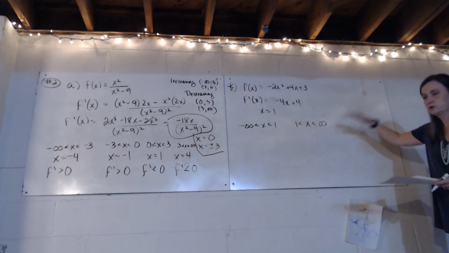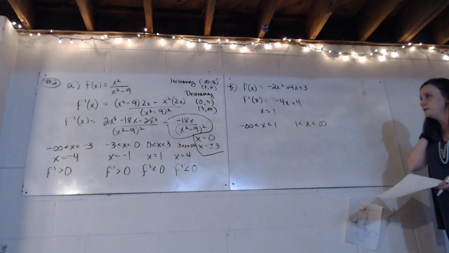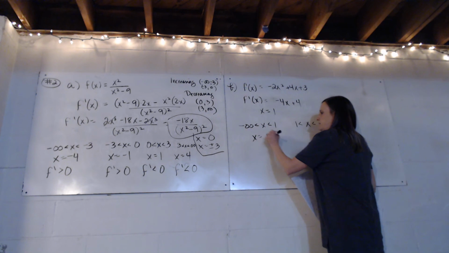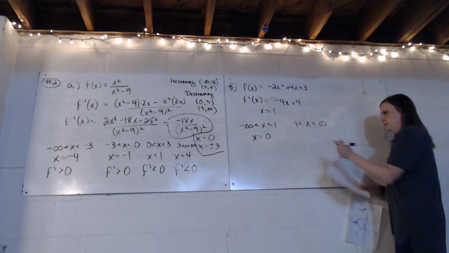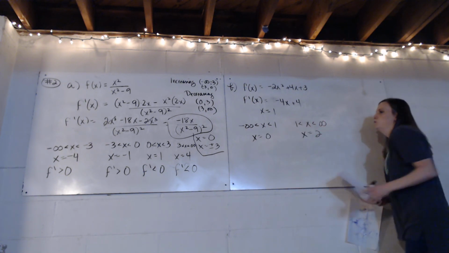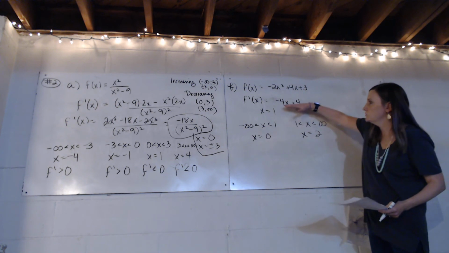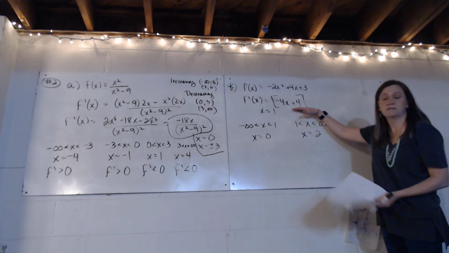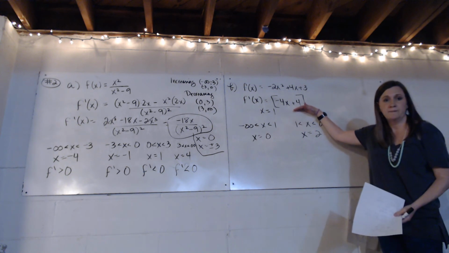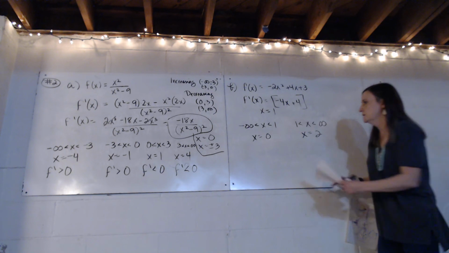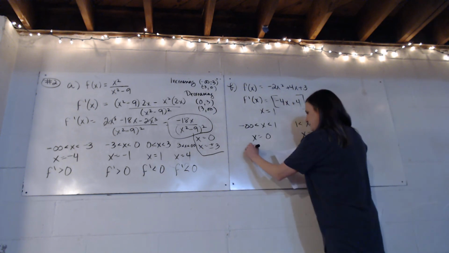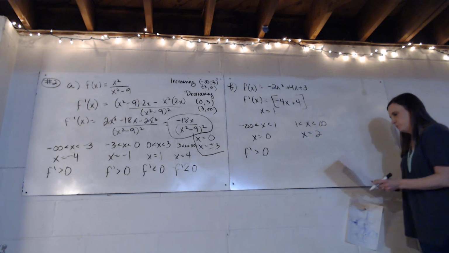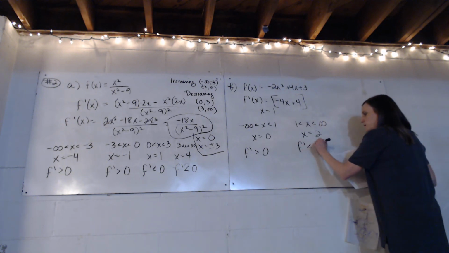So much shorter. Then we choose a test value within each interval. Here 0 is a nice easy one, and then here, 2. We plug our test value into the derivative. Again, if it is positive, I have an increasing interval. If it's negative, I have a decreasing interval. So when I plug 0 in, I get a positive number, and when I plug 2 in, I get a negative number.